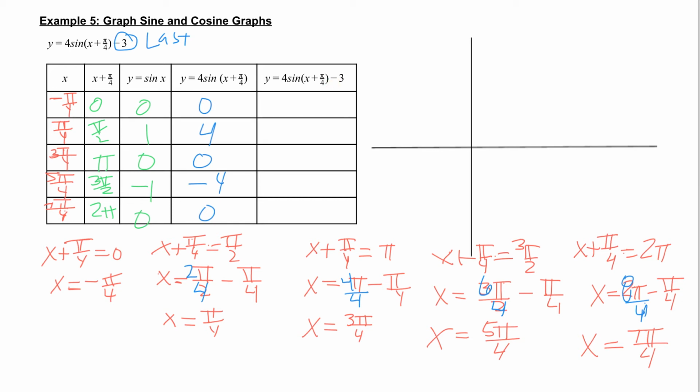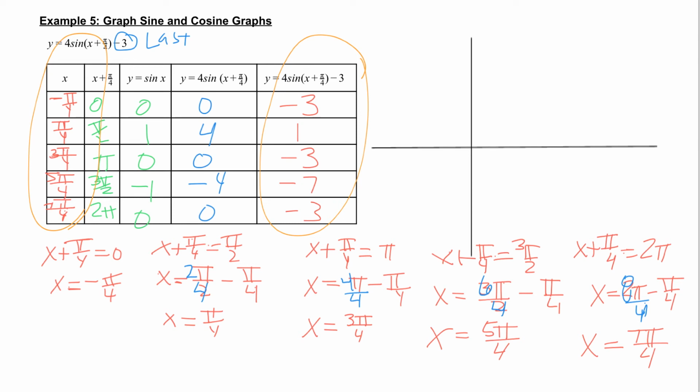So 0 minus 3 is going to give me negative 3. 4 minus 3 will give me 1. 0 minus 3 is negative 3. Negative 4 minus 3 is negative 7. And 0 minus 3 is negative 3. And remember, we're using these first x values, and here are our y values. And now we're going to go ahead and graph.